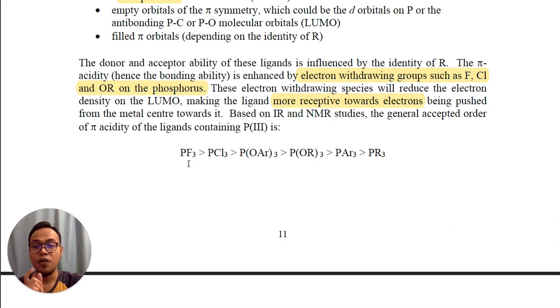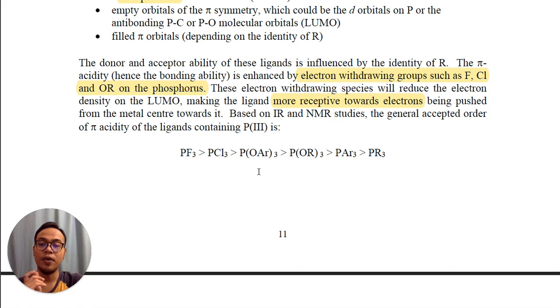We all know that fluorine is the most electronegative atom in this world. So when you have fluorine attached to your phosphorus, it has the greatest electron withdrawing ability. That's why it will make your ligand more receptive. And then it is followed by chlorine. You know that as you go down group 17, the halogen group, the electronegativity decreases because the size of the atom increases. And then followed by OAr.